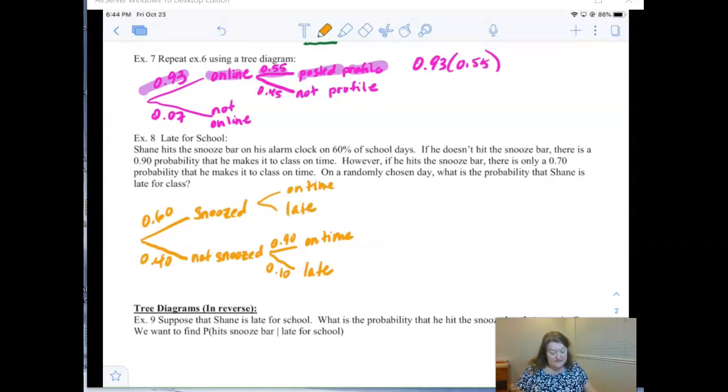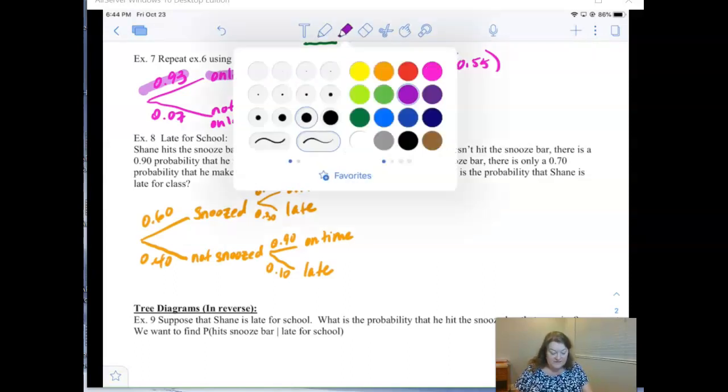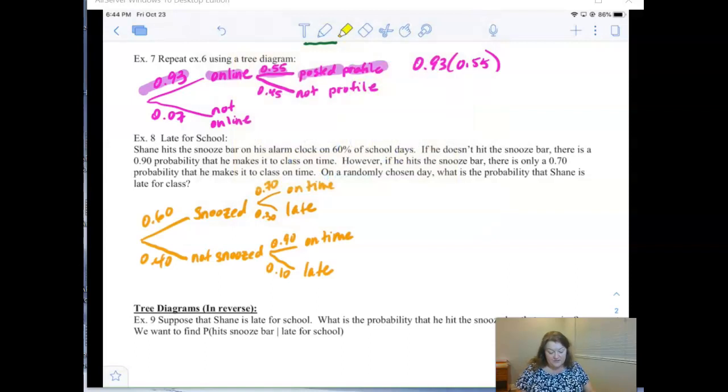Okay, they said, however, if he does hit the snooze bar, that's the 60% one, there is only a 70% probability that he makes it to class on time. That means there's a 30% chance, if I subtract it from 100, that he is late. All right, so next we want to see what it is that we're actually trying to follow. They said on a randomly chosen day, what's the probability that Shane is late for class? That's all they want. Now here's the thing: we were given information about the snoozing before him being late. So we just can't say he was late 30% of the time, or 30 plus 10, right? I have to follow the sequence of events.